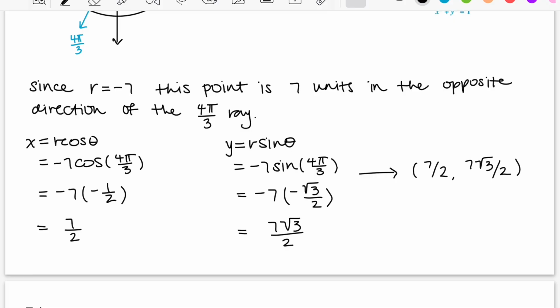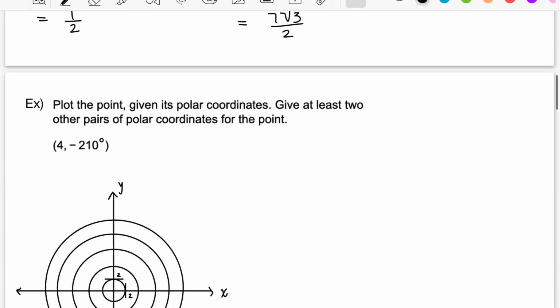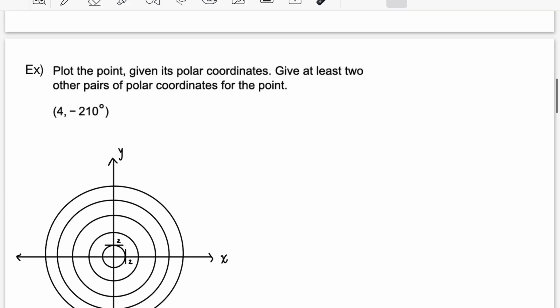All right, let's do another example. In this case, we want to plot this point, and we also want to give 2 other pairs of polar coordinates for the point. So first we're going to plot this, and then we'll do that. Again, I want to write theta in radians here. We have negative 210. This is going to be the same as minus 7 pi over 6, just converting this to radians in the same way that we did for the last example.